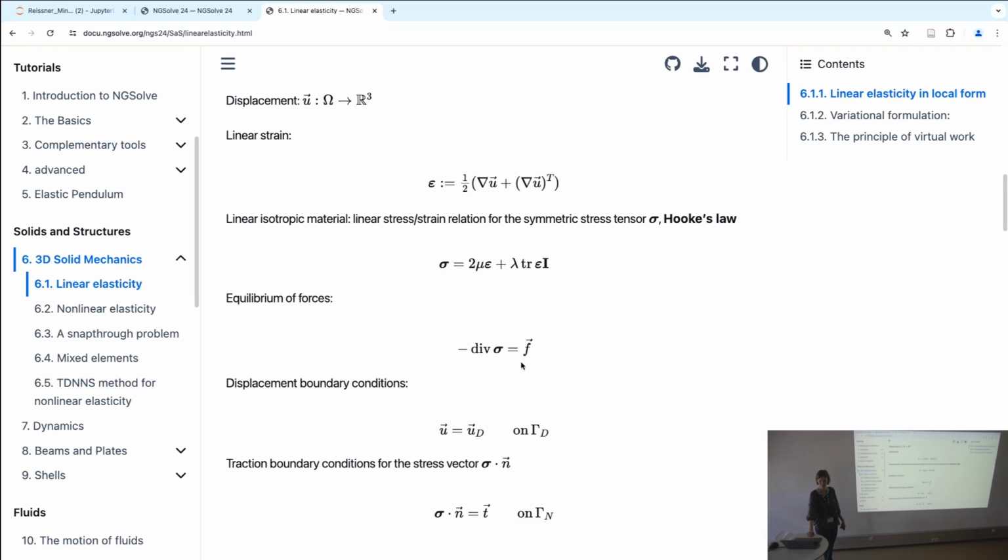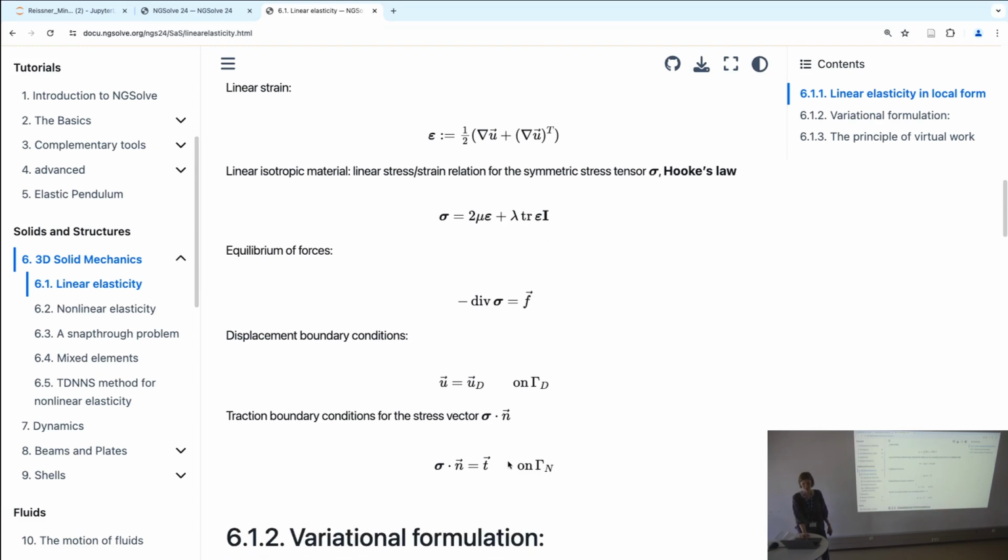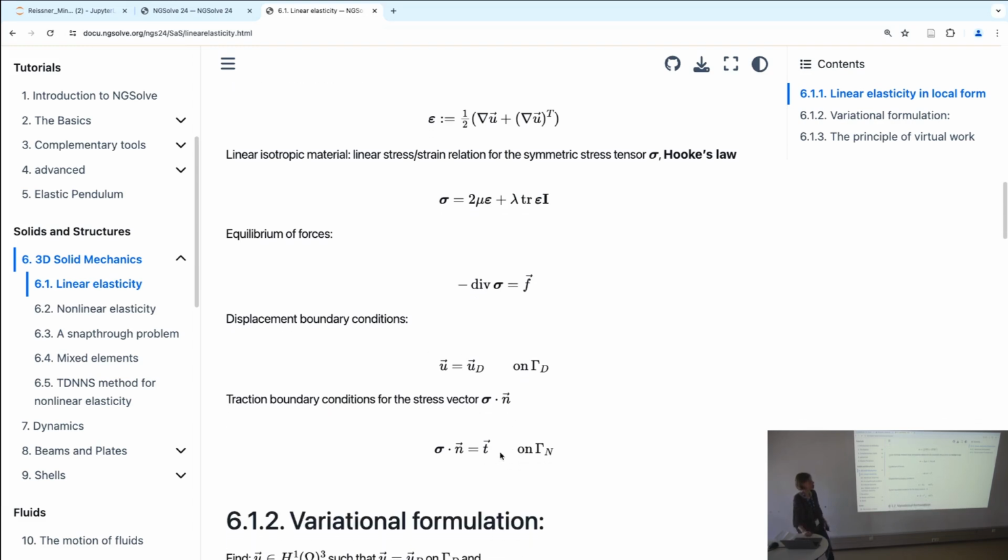essentially locally the forces acting in the body, equals given body forces, F, that would be like gravity, something acting within the volume, a volume density. We have traction boundary conditions here. That would be on the force boundary part, where we say the stress vector, sigma dot n, n is the outer surface normal, equals some given load per area. And we have some displacement boundary conditions, like the body is clamped on the left-hand side. There is no displacement happening there.